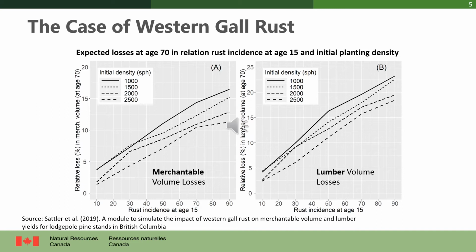The figure on the right shows the relative loss in terms of lumber manufacturing. Again, the losses are relative to a stand with no rust. Because it shows lumber volumes, it is factoring in the additional loss of volume after the removal of large galls on the main stem.